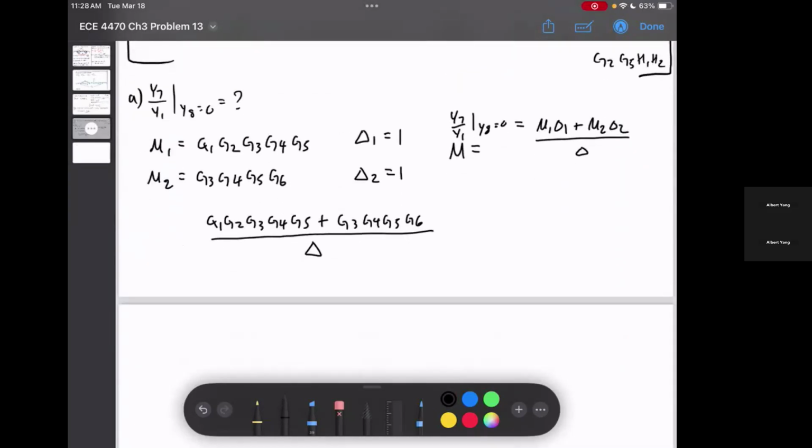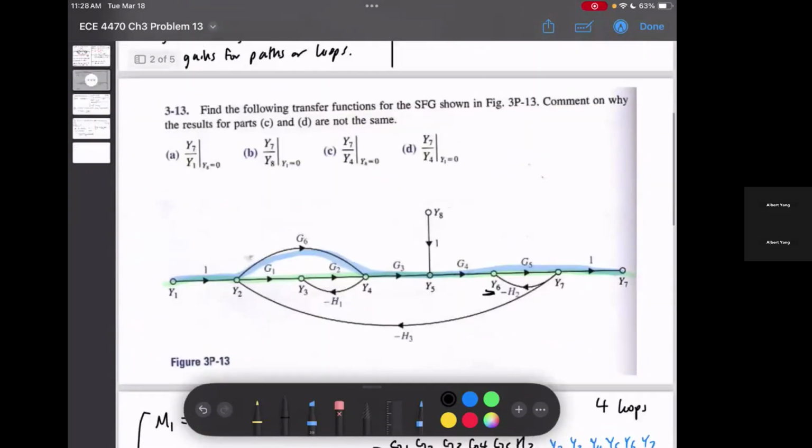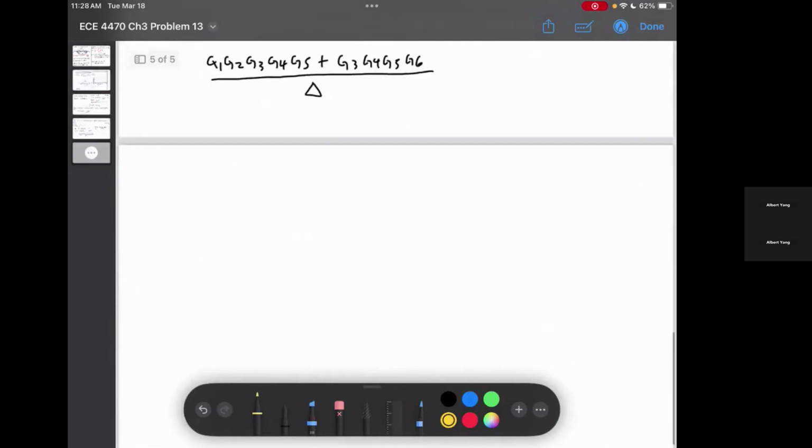Then, yep, that's good. So now we're going to do part B, and that one asks for y7 over y8 when y1 is 0. So now they're going to ask us to go from here. You want these two instead, and then we ignore this part here. So let's try that. Then let's do y7, y8.